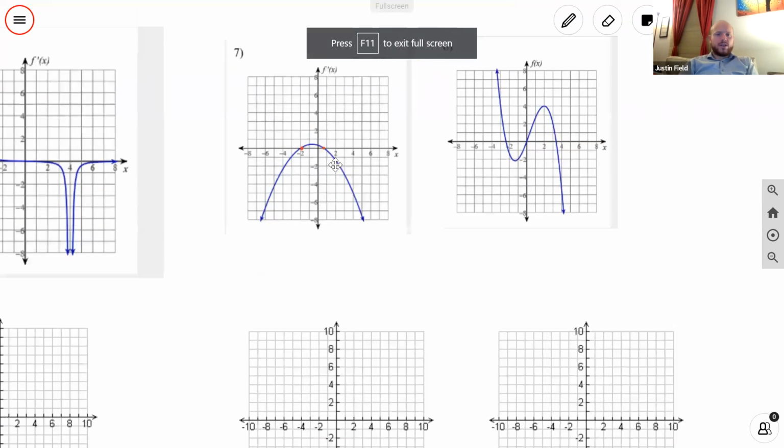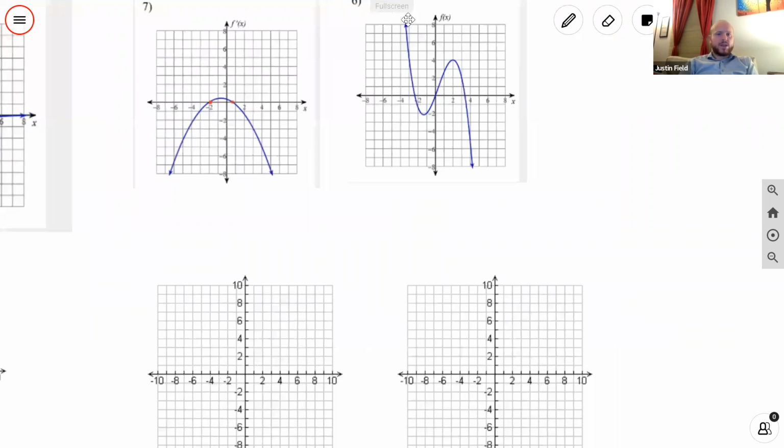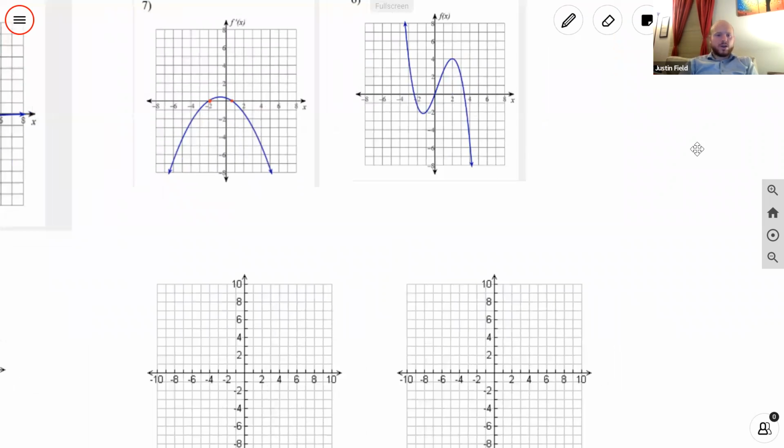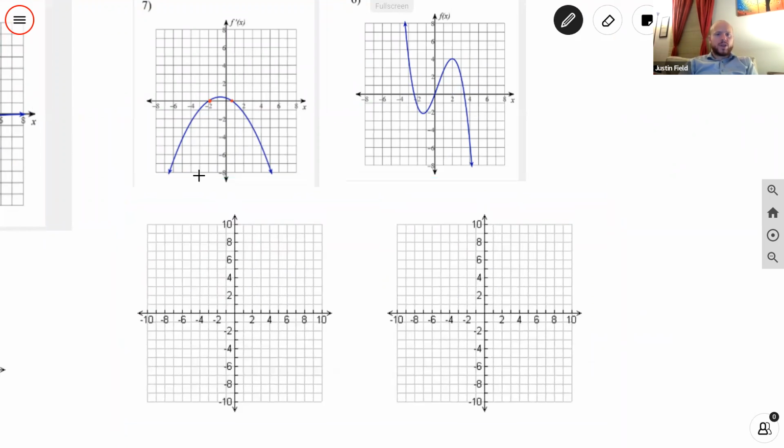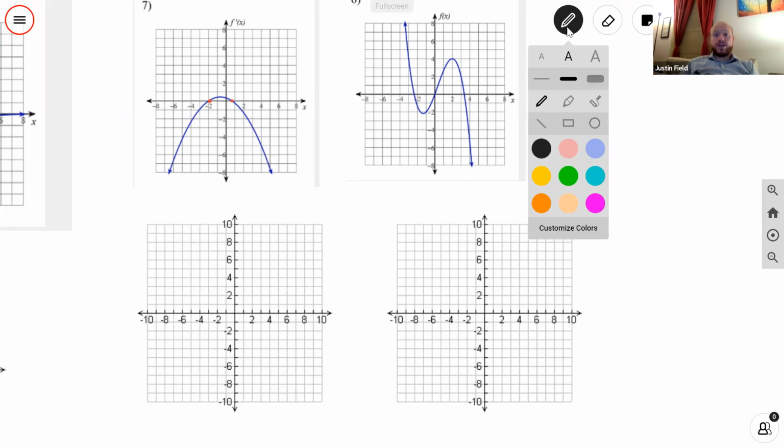Number 7 is a parabola, right? Let's look closer here. The graph of f prime of x is the graph of the tangent lines. So I'm going to draw some tangent lines. First one I can draw, maybe.